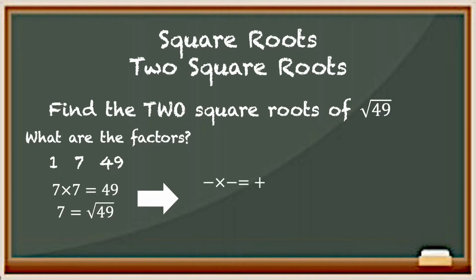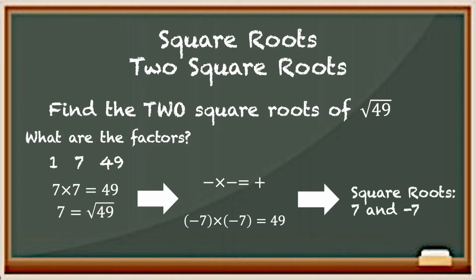So remember back to math class, we know that a negative times a negative equals a positive. And using this information, we can conclude that negative 7 times negative 7 is equal to 49. Therefore, the 2 square roots of 49 are 7 and negative 7. So whenever it asks you to find the 2 square roots, you'll get both a positive square root and a negative square root.